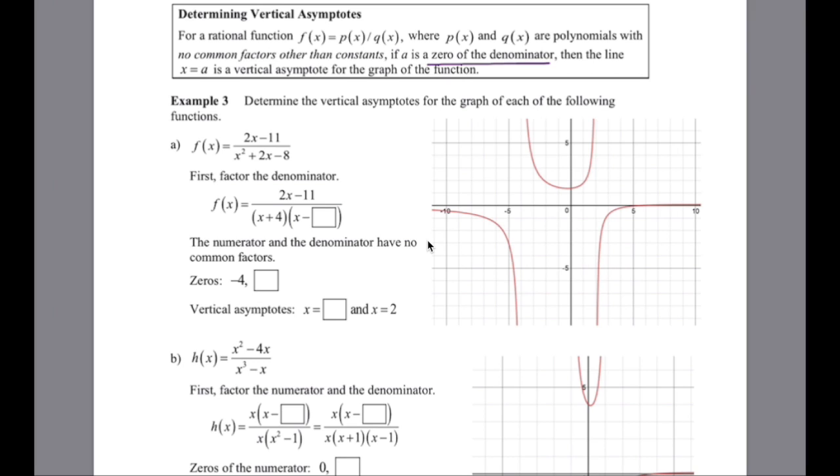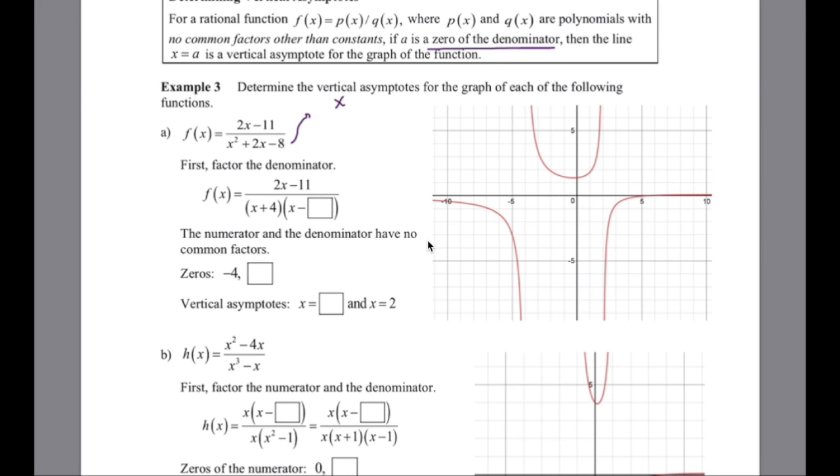So let's look at part A. I have 2x minus 11 over x squared plus 2x minus 8. We're going to factor that denominator so it multiplies to negative 8 but yet adds to 2. 4 times negative 2 would work. So our factored form would be x plus 4, x minus 2. I noticed that in my numerator and denominator, they have no other common factors that we can simplify. So we want to look at the zeros of our denominator. Our zeros are negative 4 and positive 2. So we're going to have two vertical asymptotes, one at x equals negative 4 and one at x equals 2.